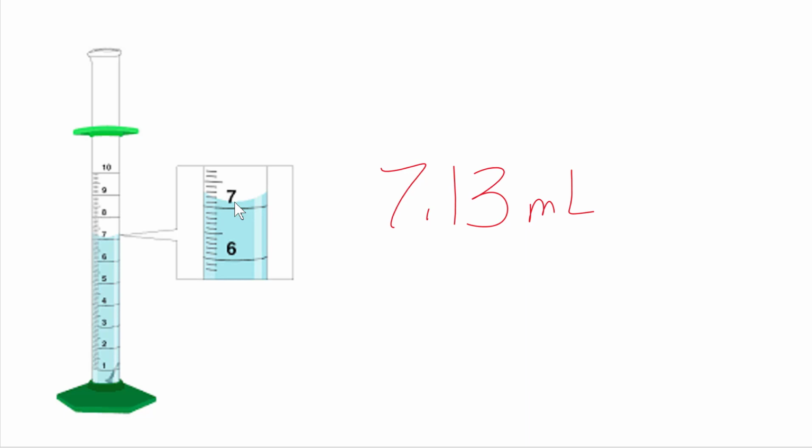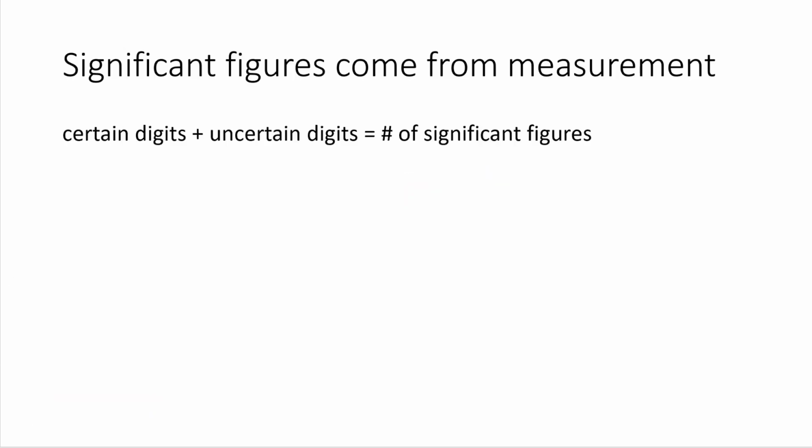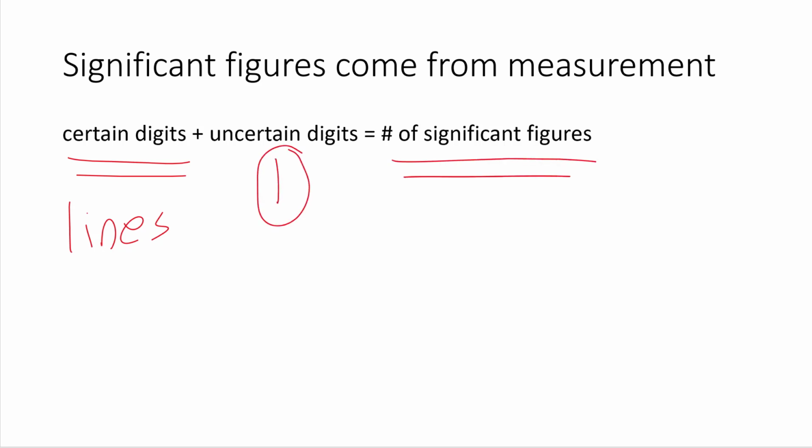So this gets at significant figures. What numbers actually have meaning in a measurement? Significant figures actually comes from measurement. So it's the number of certain digits. The certain digits come from the lines on a measuring device. And the uncertain digits, and you always guess one uncertain digit, and that gives you the number of significant figures.